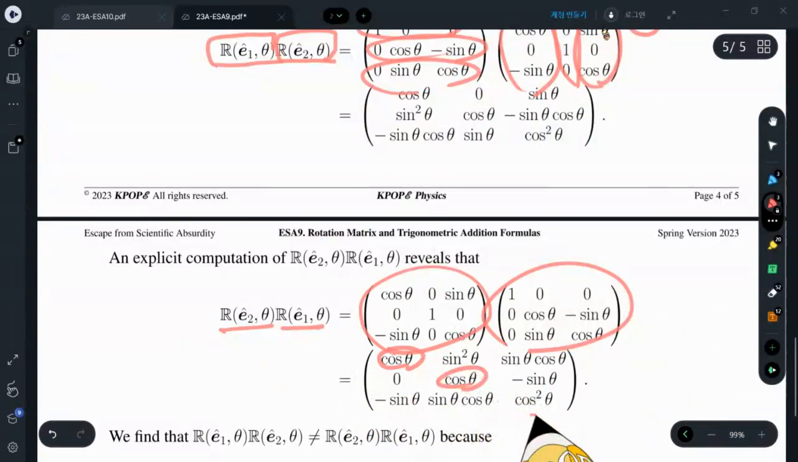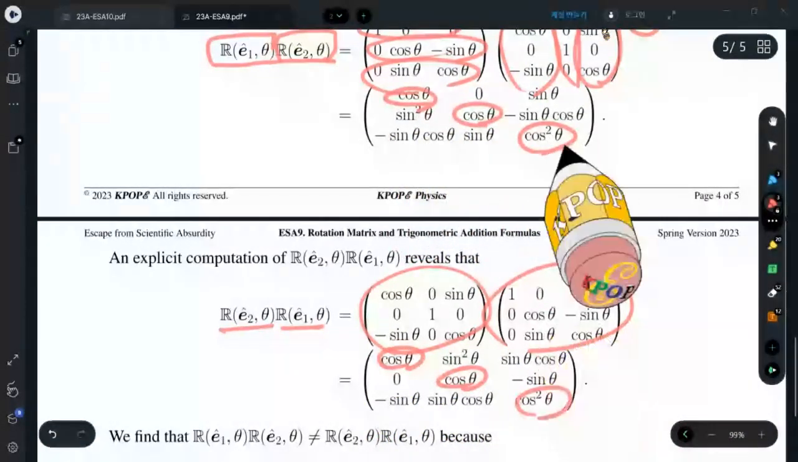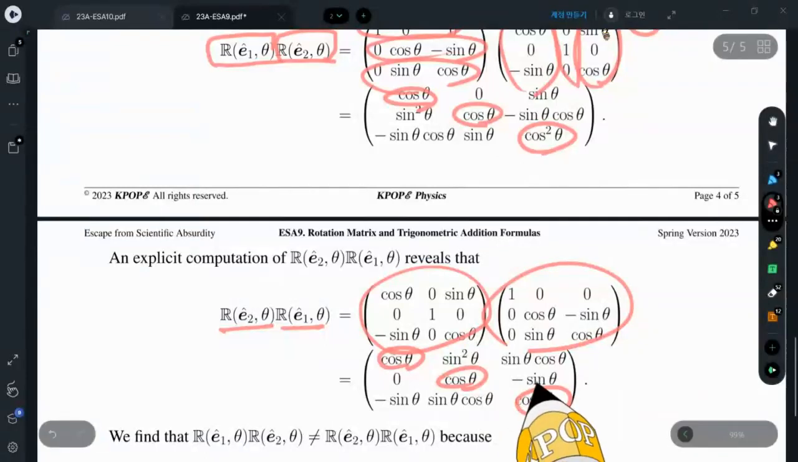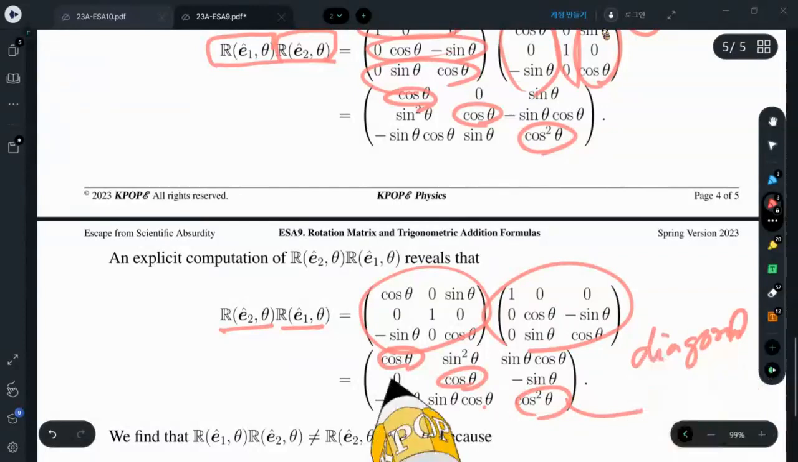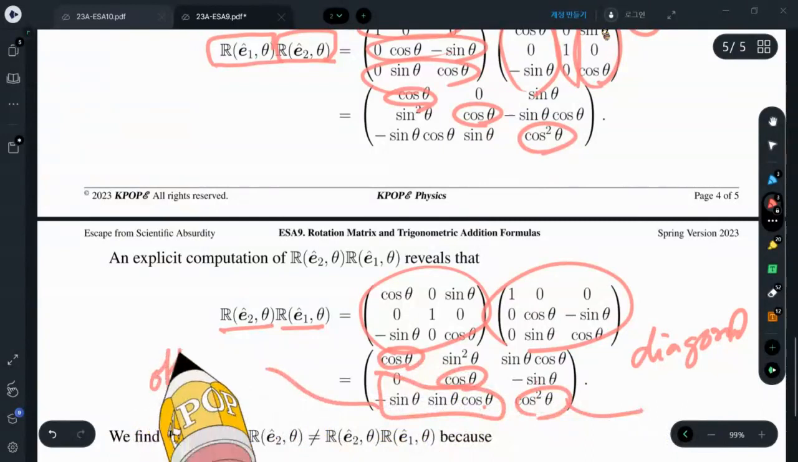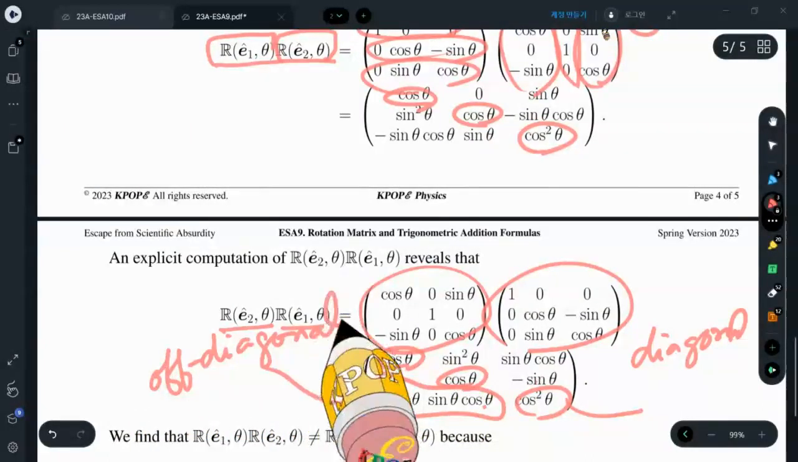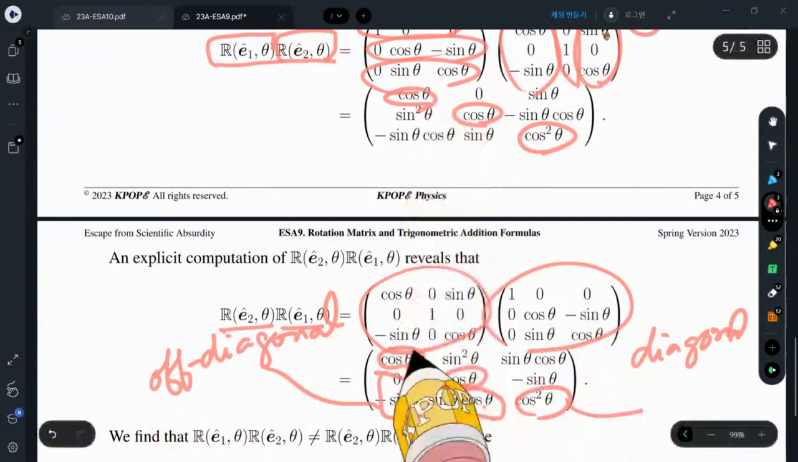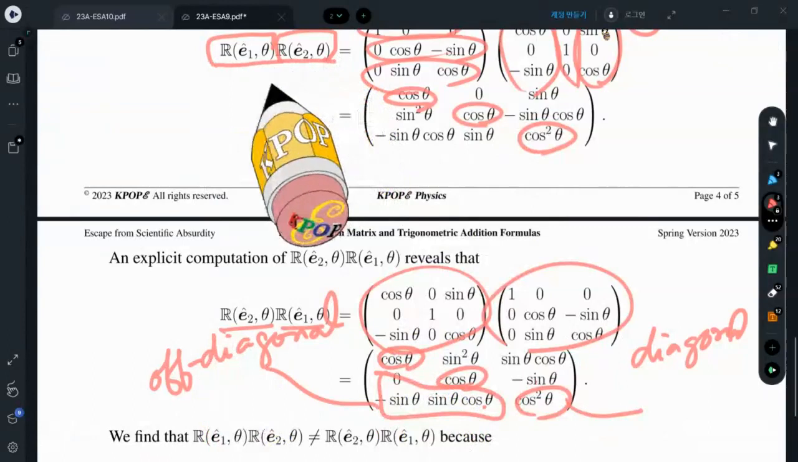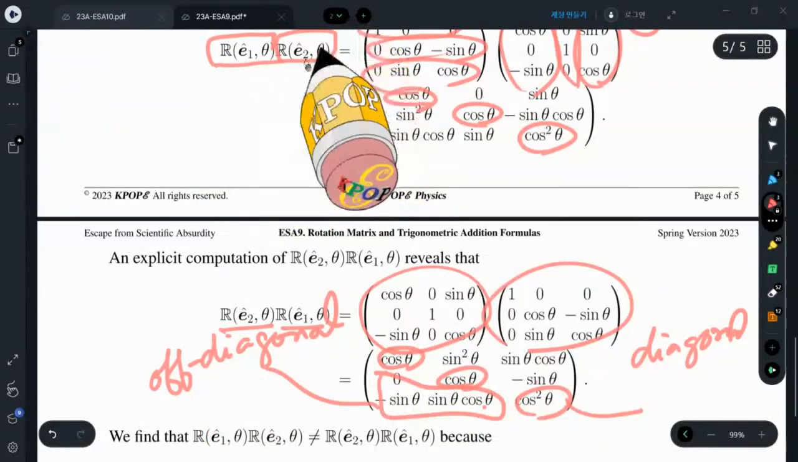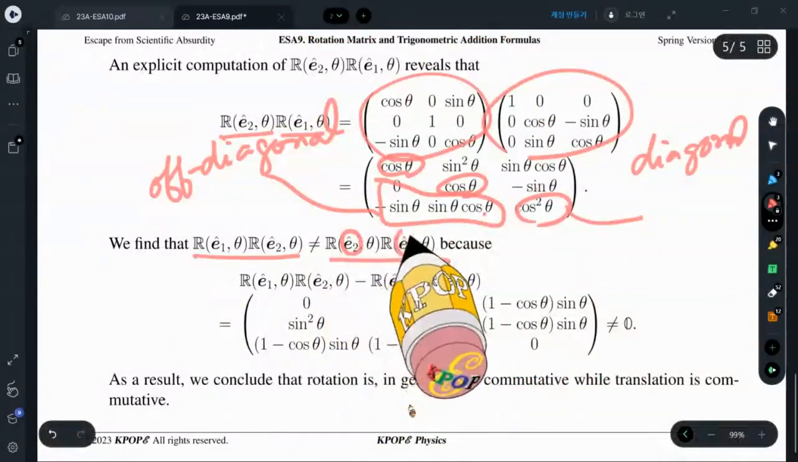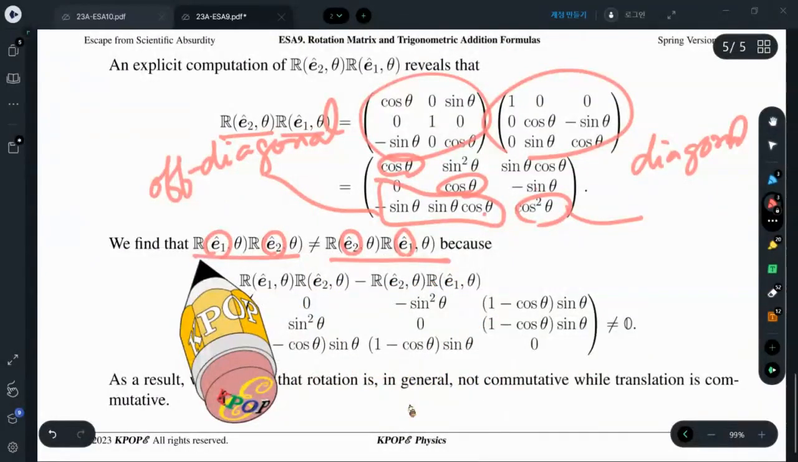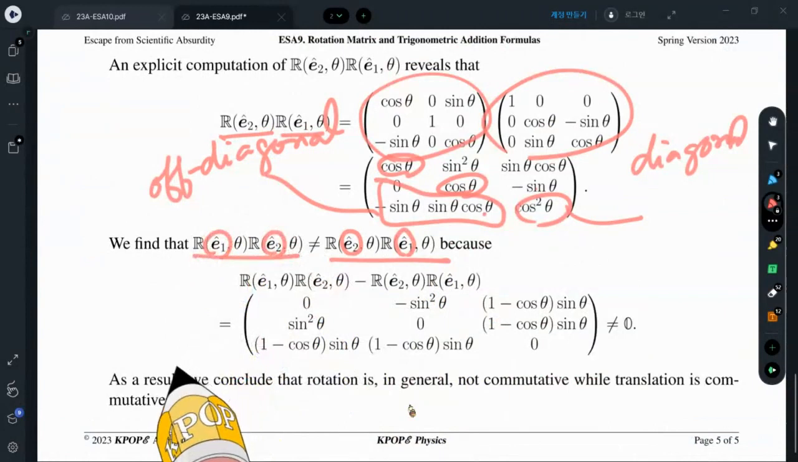In many cases, the diagonal elements are identical to each other. However, you will find that the off-diagonal elements are not identical to each other. So for the matrix product in general, we are working on rotation matrices. For two rotation matrices, if the axes are different, rotations about different axes should not be exchanged. So the commutative law does not work. It does not hold at all.